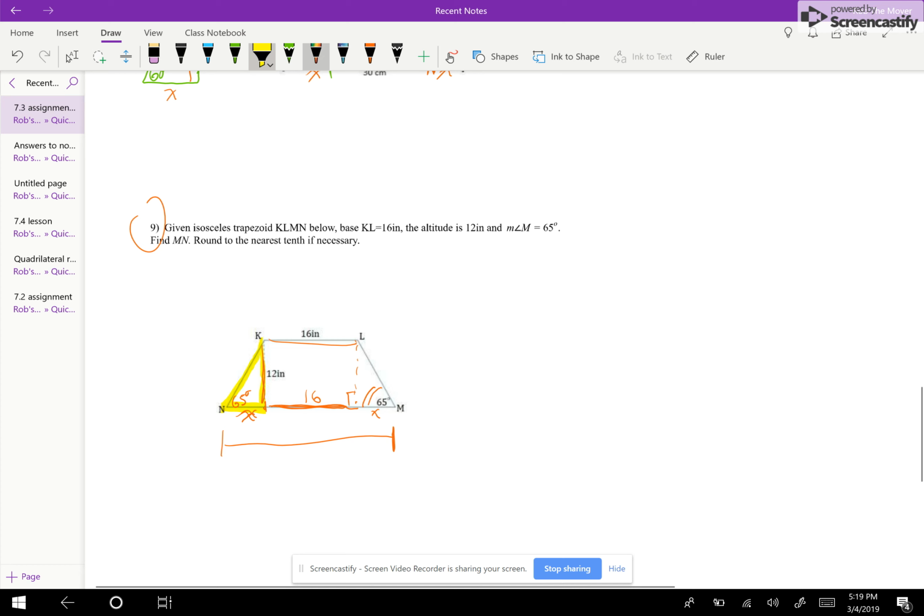But then just remember that there's two of them. There's one there, one there. And in total, this has to be whatever this plus this plus this is. Okay. And you're rounding to the nearest tenth. Don't forget that. And the answer should be in inches. Okay. That should give you enough hints on these ones.